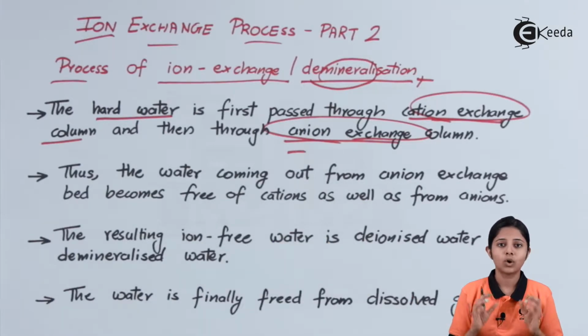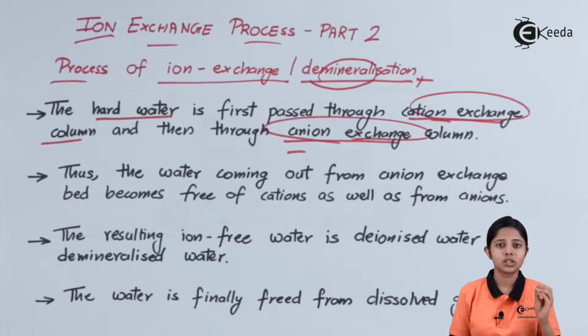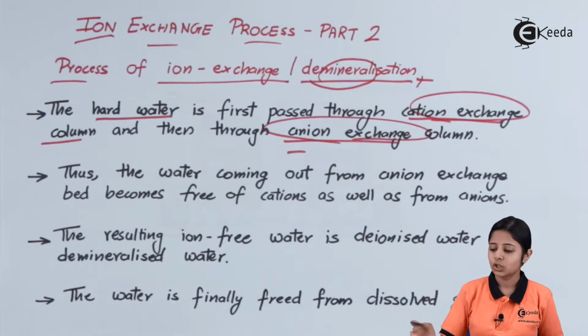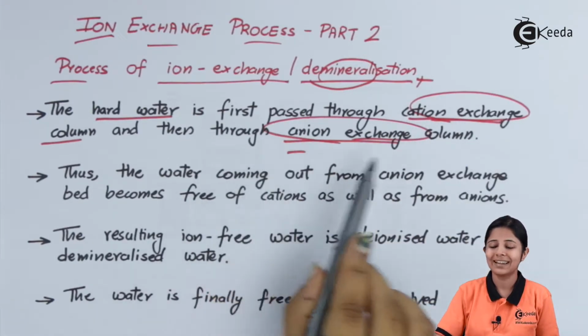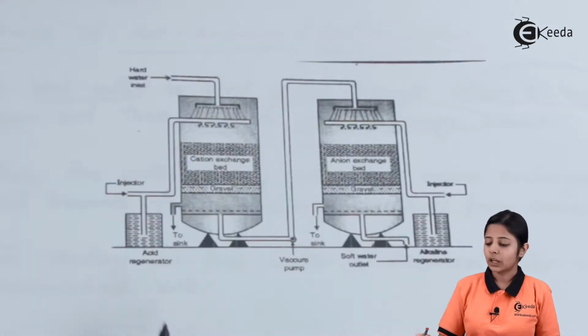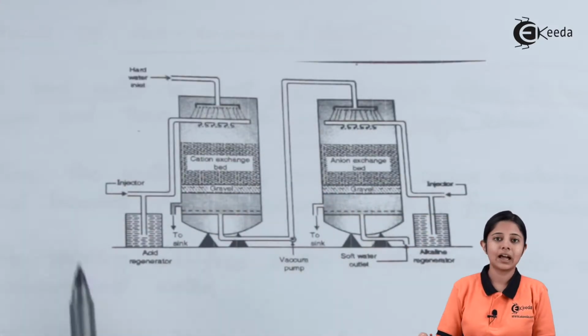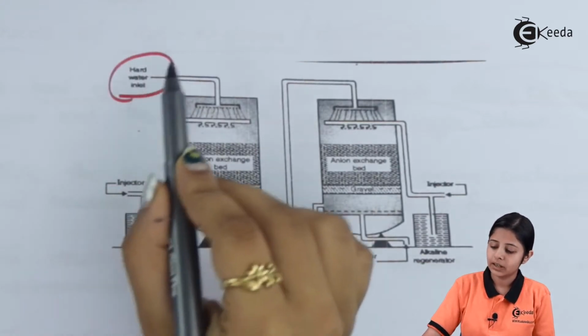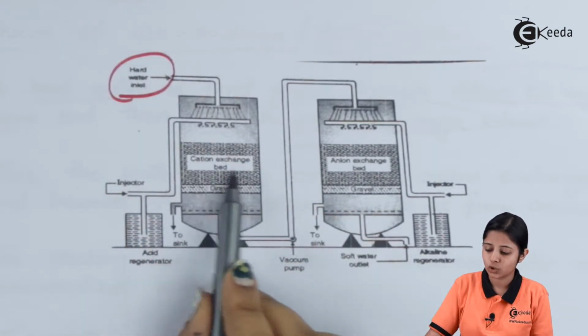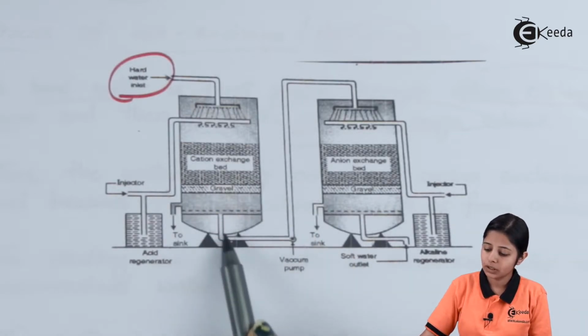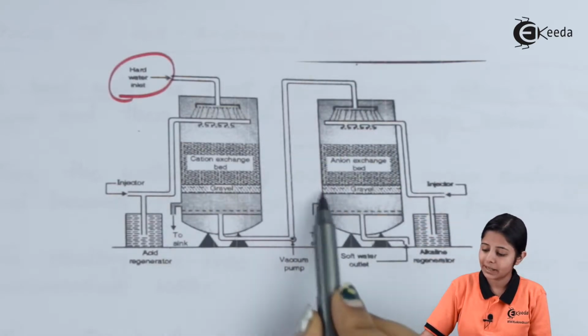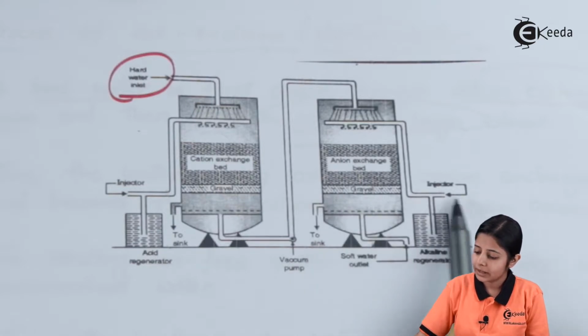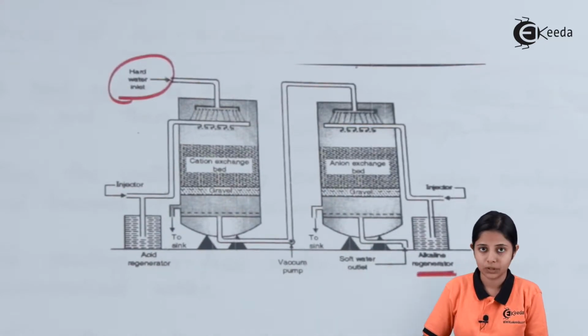Generally, my hard water always contains two types of ions, cations and anions, both of them, because the salts will always dissociate into something positive and something negative. So let us see the cation exchanger and the anion exchange column. Now in this diagram, the exact ion exchange process takes place. This is my hard water inlet. It first goes into a cation exchange bed, and then from here it passes through and comes to my anion exchange bed, and then I have the regeneration happening over here.